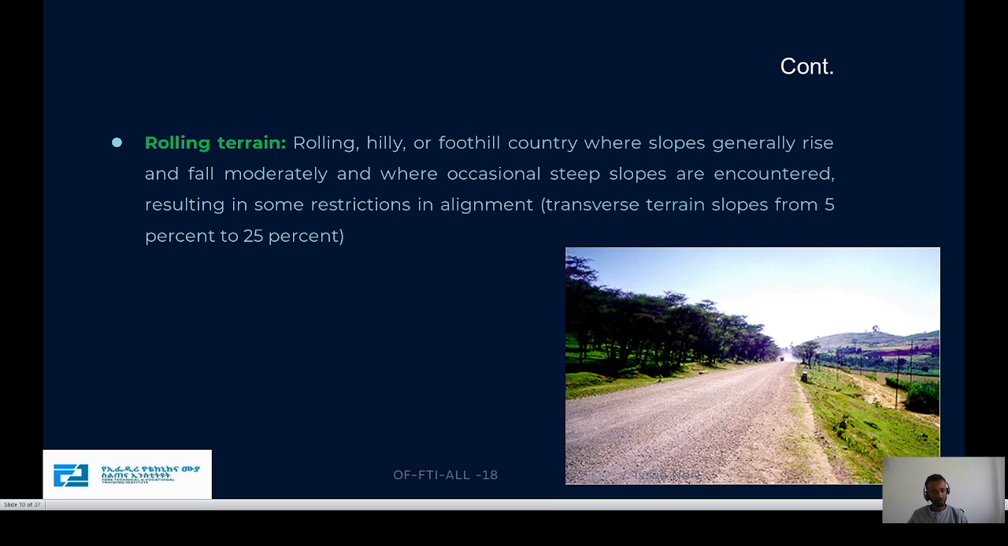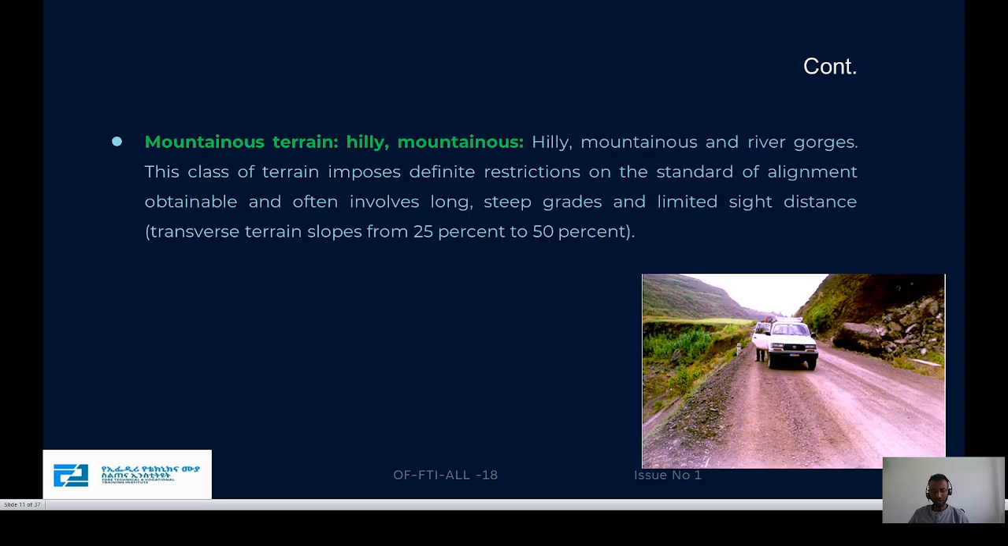The second is rolling terrain. Here the traverse slope is greater than 5 up to 25%. This rolling terrain has moderate restrictions on the horizontal and vertical alignments. As the traverse slopes increase, 25 up to 50 percent is categorized as mountainous terrain.